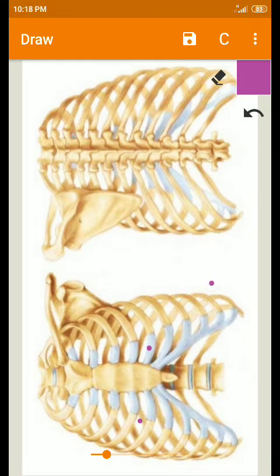So it is an osteocartilaginous elastic cage which is primarily designed for increasing and decreasing the intrathoracic pressure. So the pressure inside this thoracic cage. Okay, during inspiration the intrathoracic pressure is less and during expiration the intrathoracic pressure is more. So whenever the space inside the thorax is less, then the pressure will be more. If the space inside this cage increases, the pressure is going to decrease.